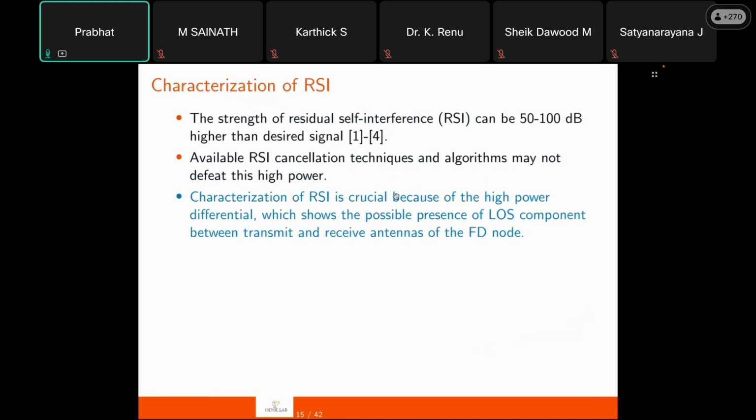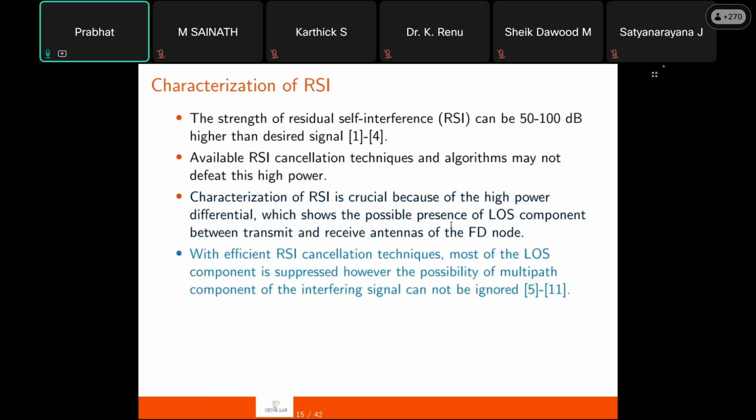So this characterization of RSI is very crucial because of the high power differential, which shows the possible presence of a line of sight component between the transmit and receive antennas of the FD node. This I already have discussed. Even if you provide a kind of electrical or electromagnetic separation between transmit and receive antennas of the full duplex node, still there can be multipath reflections coming from different directions to the full duplex node. So that interference signal cannot be ignored.